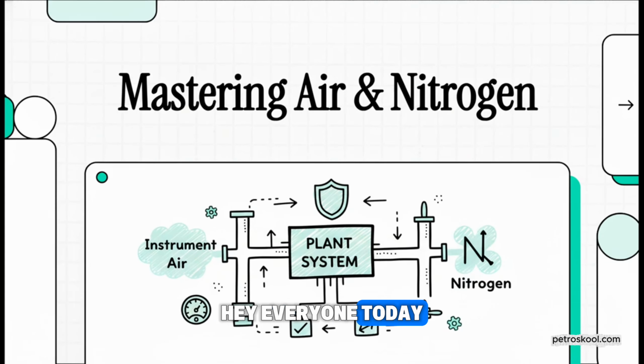Hey everyone! Today, we're diving into two of the most critical utility systems in any plant, but they're ones you almost never see: instrument air and nitrogen. They are the absolute lifelines for a safe and reliable operation. So let's pull back the curtain and see why the stuff you can't see matters the most.